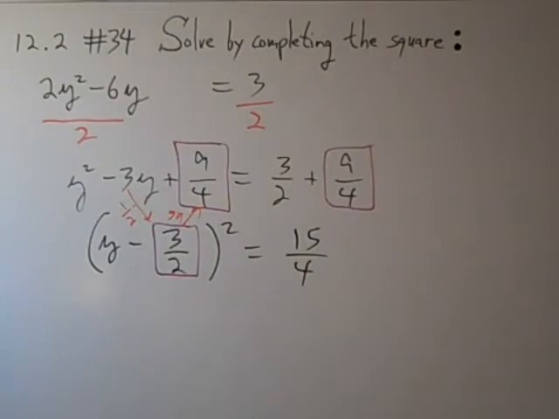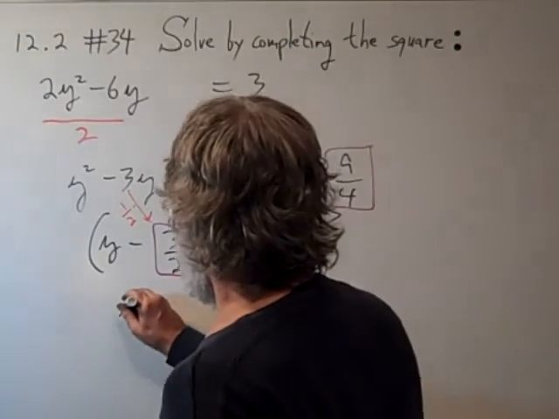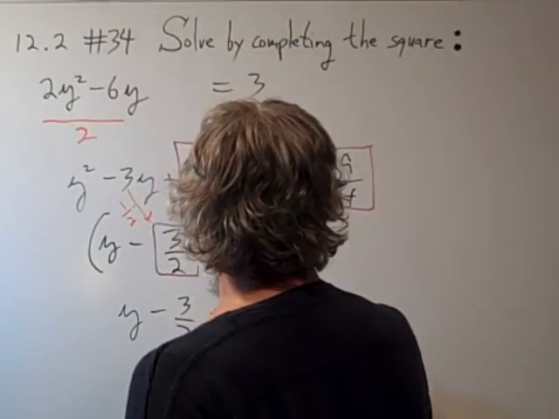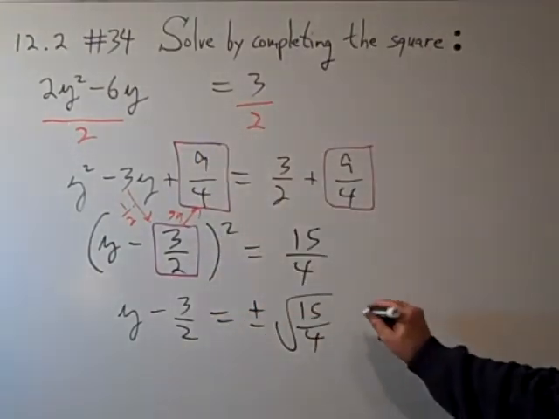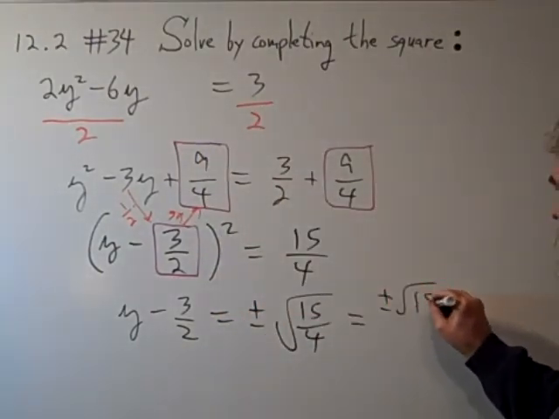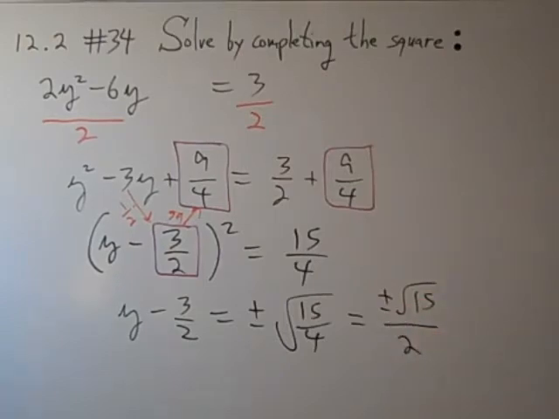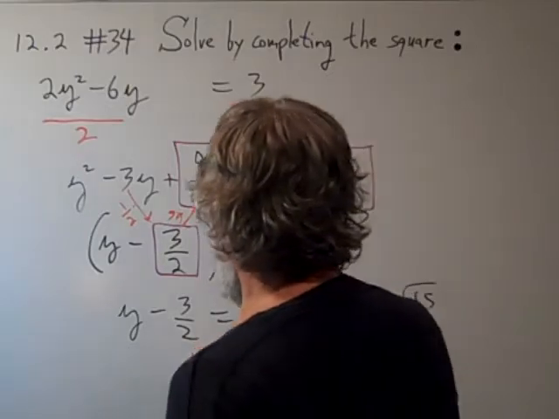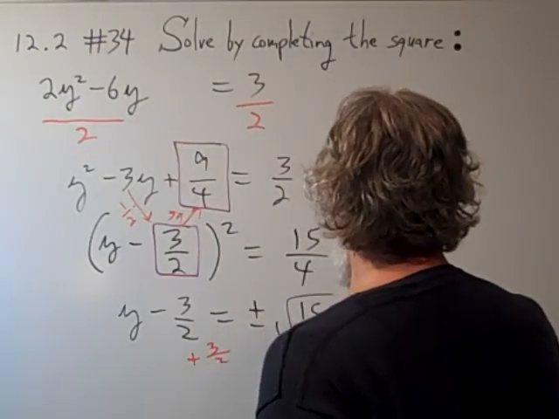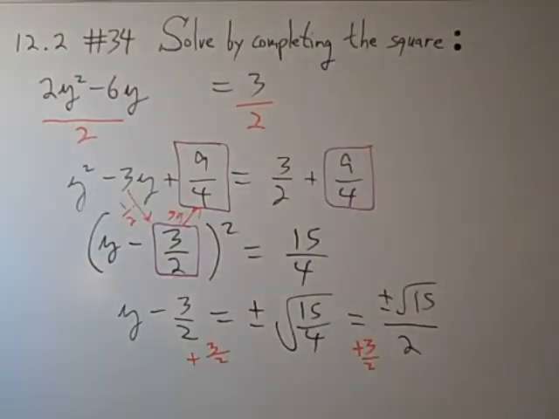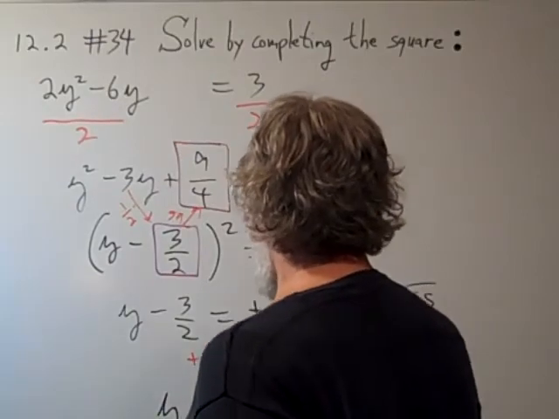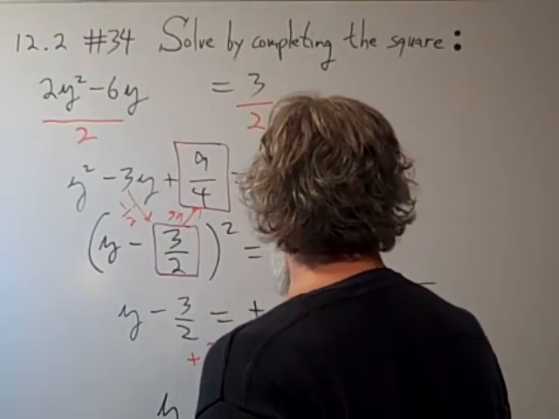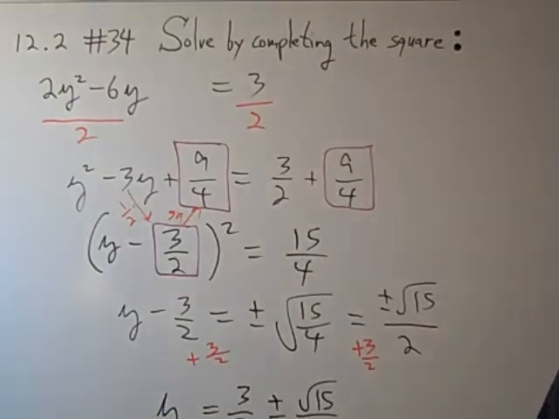Now we invoke that square root property, so we can write this as y minus 3 halves equals plus or minus the square root of 15/4, which is plus or minus the square root of 15 divided by the square root of 4, which is 2. And so finally, all I have to do is add 3 halves to both sides. Adding 3 halves to both sides, we get that y is equal to 3 halves plus or minus the square root of 15 halves.